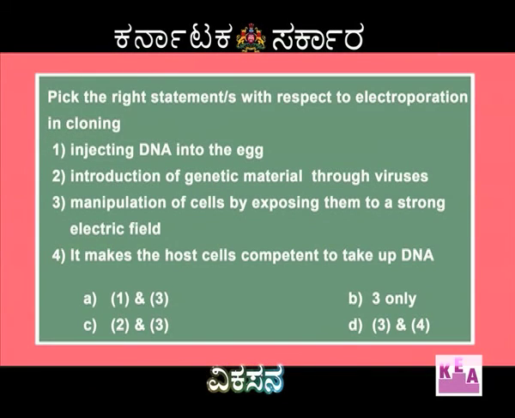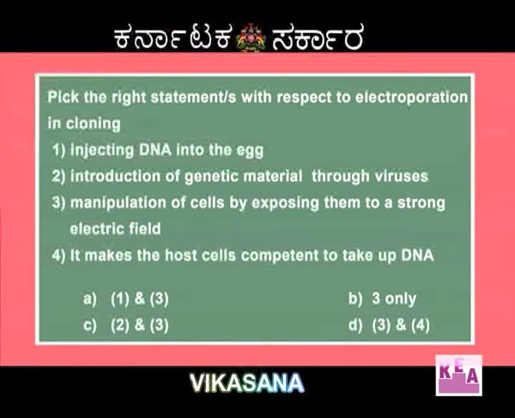So here you can see that options 3 and 4, manipulation of cells by exposing them to a strong electric field, which makes the host cells competent to take up DNA. So you can see the last option, that is 3 and 4, which is option D, is the correct answer.